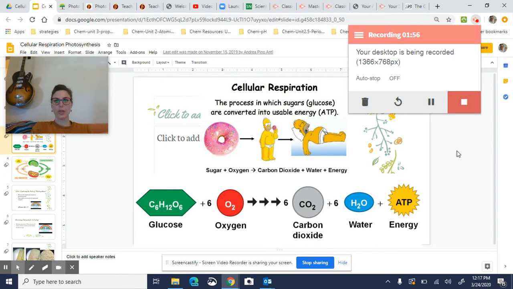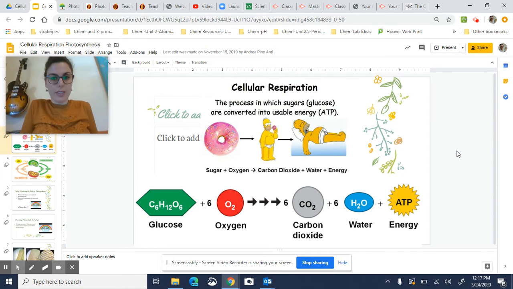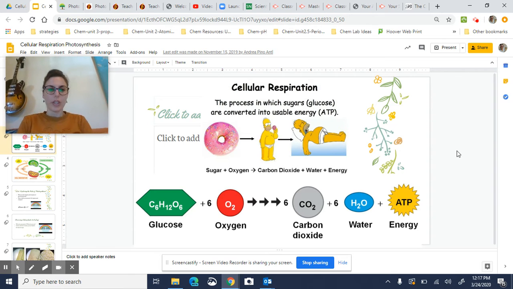All right, so now let's talk about the opposite reaction, which is cellular respiration. So plants and organisms like animals, from human beings all the way down to bacteria, they use cellular respiration to get energy out of the food that they eat. So if you remember, one of those products of photosynthesis was that molecule of glucose.